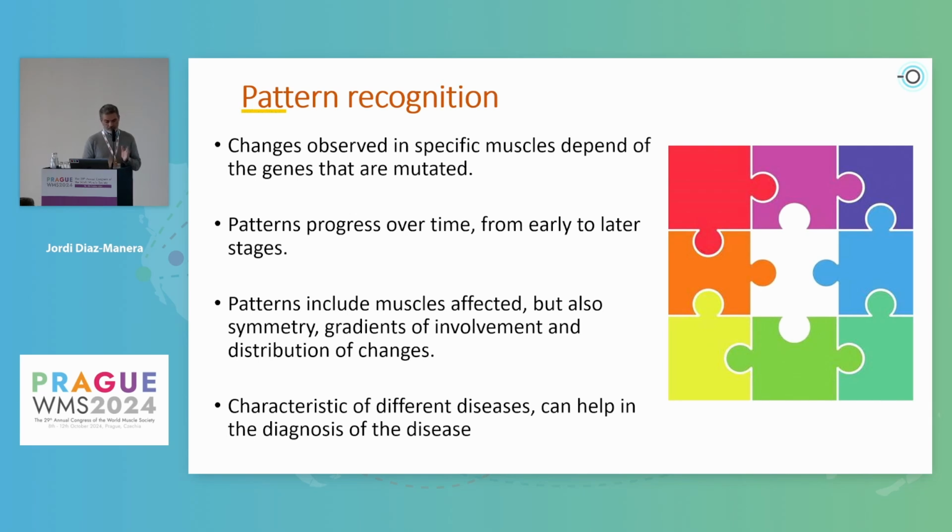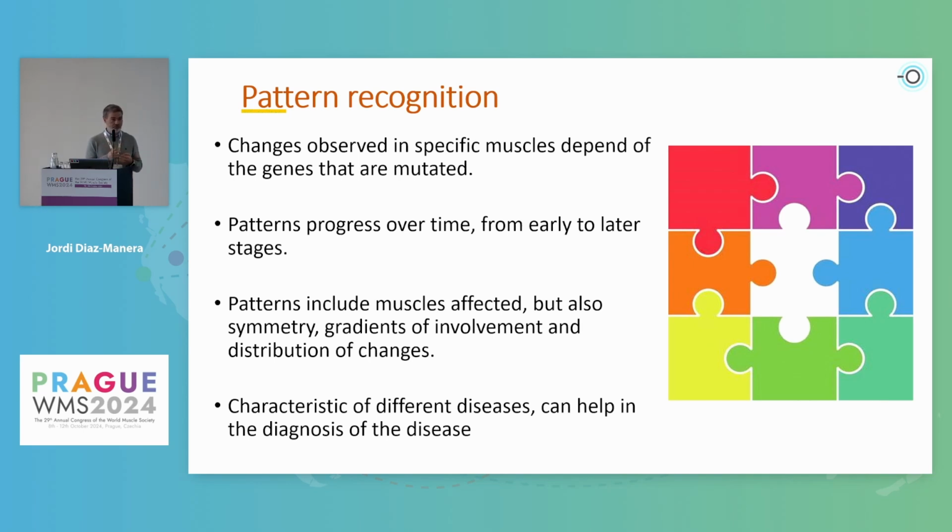So let's talk a bit about pattern recognition. Pattern recognition is based on the fact that muscles are affected in patients with different genetic diseases, but the way these muscles are affected is not random. Depending on the disease that you have, where you have the mutation, there are some muscles that are going to be affected first, and others that are going to be affected later.